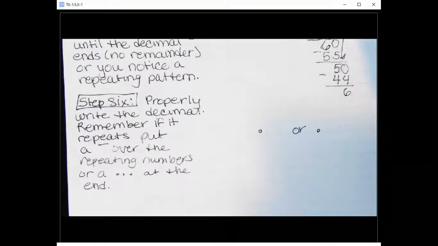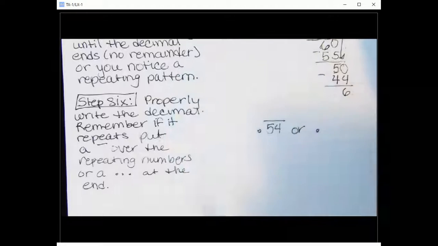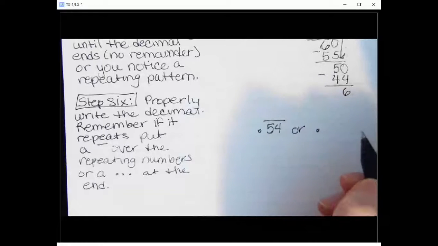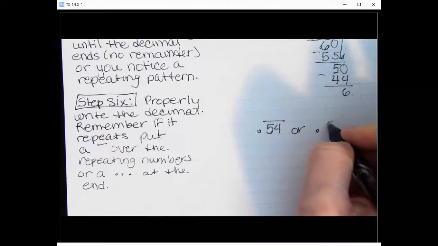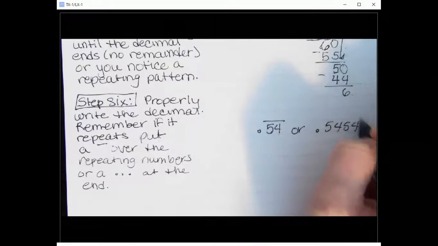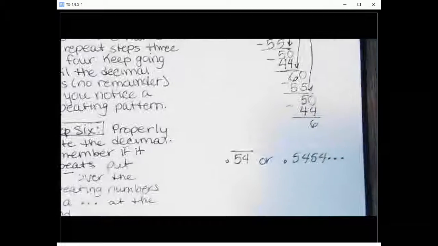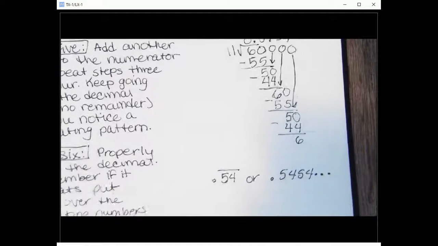Step 6 is to properly write the decimal. Remember, if it repeats, put that line over the repeating numbers, or you could put a dot, dot, dot at the end. For my example, I have the numbers 5 and 4 repeating, so I have my line over that. That means that my decimal right here is 0.5454 repeated. We can also write it the same way as my answer, which was right here. I knew that it went on forever, so I put a dot, dot, dot at the end.